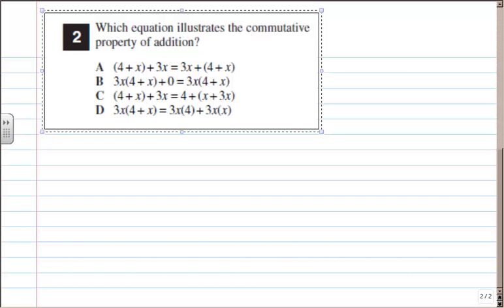Hello again, Mr. N, working on the proficiency exam math. Problem number 2 from the 2009 sample. Which equation illustrates the commutative property of addition?